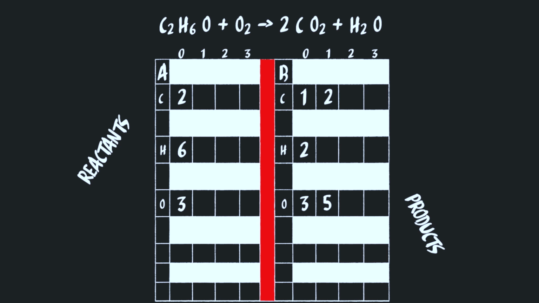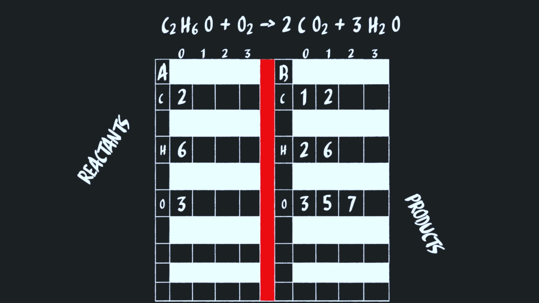Then we focus on hydrogen. We have a 6 and we have a 2. 6 in the reactant side and a 2 on the product side. We'll balance that out by putting a 3 in front of the H2O. Now we have 6 hydrogens on both sides. Now we come to the final element, which is oxygen. Started off as even, 3 and 3, but because of the imbalances, we have to adjust.